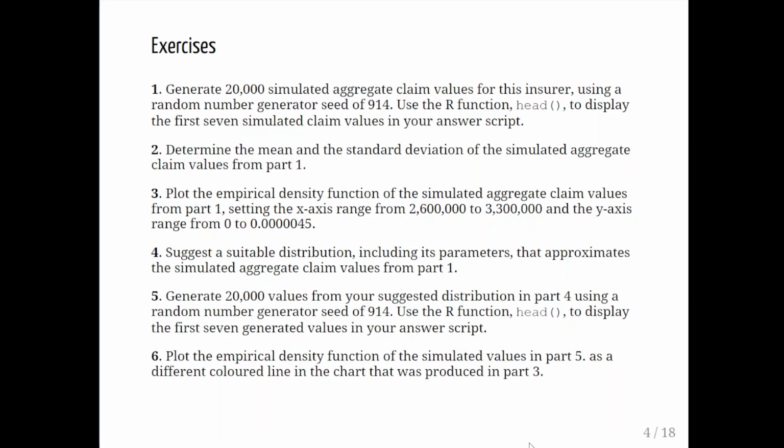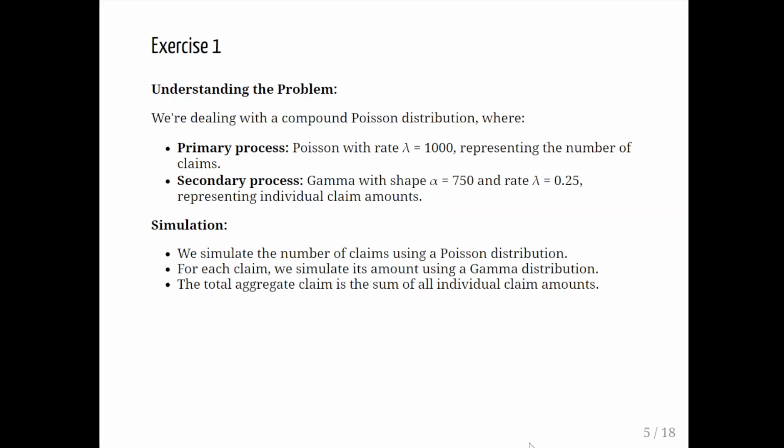I'll leave the rest of them there because there's a couple of questions to go through. There is one that relates to the gamma distribution that comes up shortly, but let's just get cracking on this one first.